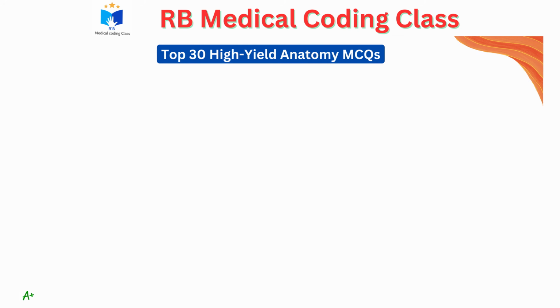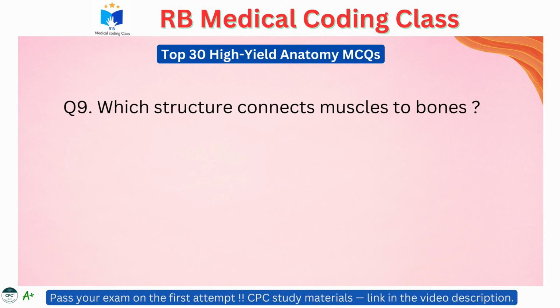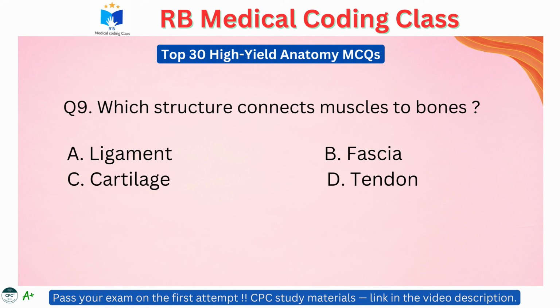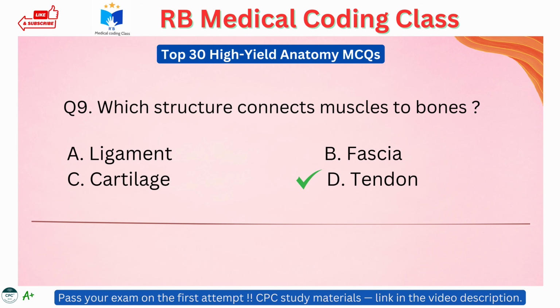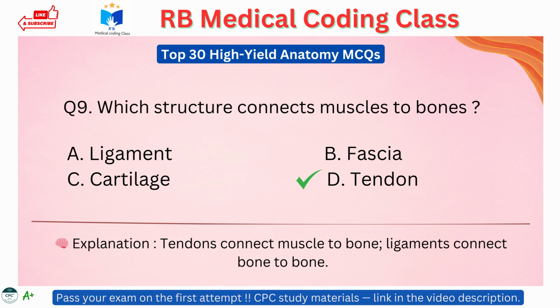Question 9. Which structure connects muscles to bones? A. Ligament. B. Fascia. C. Cartilage. D. Tendon. Answer. D. Tendon. Explanation. Tendons connect muscle to bone. Ligaments connect bone to bone.